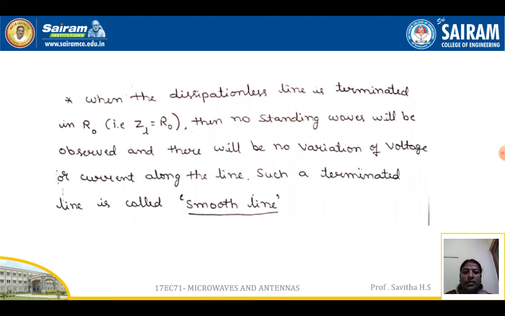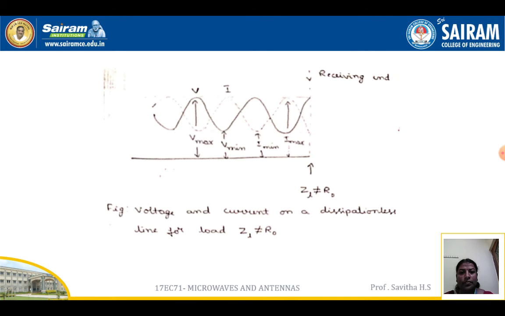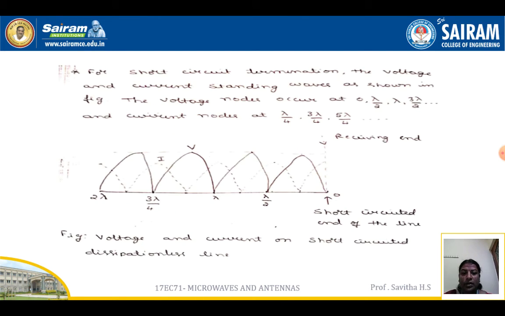When the dissipationless line is terminated in R0, that is ZL is equal to R0, then no standing waves will be observed and there will be no variation of voltage or current along the line. Such a line is called a smooth line. So the condition for the smooth line is ZL is equal to R0. The voltage and current on a dissipationless line for the load when ZL is not equal to R0 are shown in the diagram, with the wave pattern.